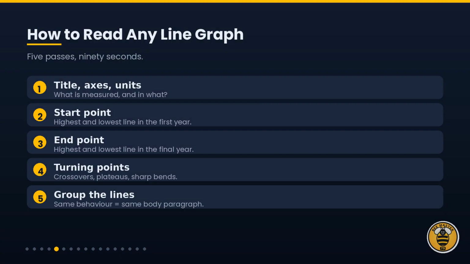Here is the reading routine I use on every line graph. 1. Read the title, the axes and the units. 2. Find the highest and the lowest line at the start. 3. Find the highest and the lowest at the end. 4. Mark any crossover, plateau or sharp turn. 5. Decide which lines behave the same way because that grouping becomes your 2 body paragraphs.